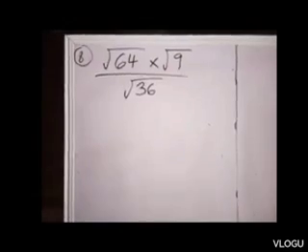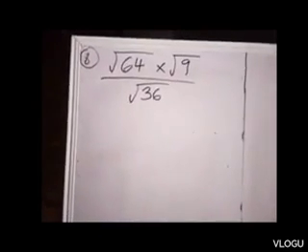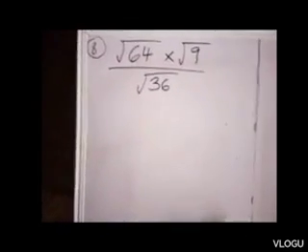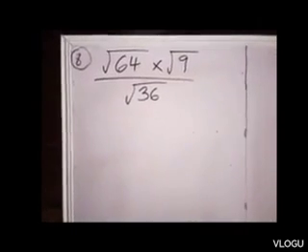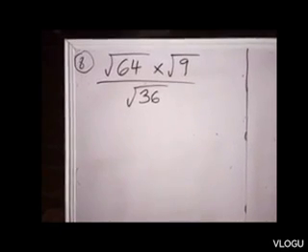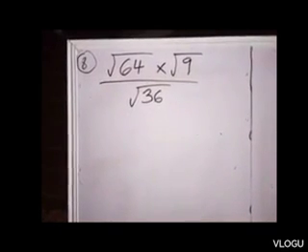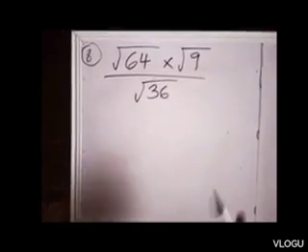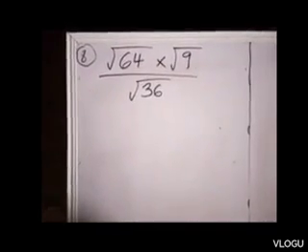Let's look at the eighth question. All right, question number 8. We're having the square root of 64 multiplied by the square root of 9, all divided by the square root of 36. By now, these are small numbers.